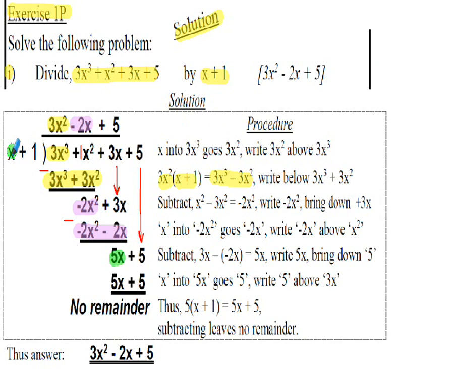So now how many times does x divide into the 5x? So 5x divided by the x, cancelling. We can see clearly that goes 5 times, and we write the positive 5 above the positive 3x in the dividend. As always, subtracting 5x minus 5x is 0, in this case positive 5 minus the positive 5 is 0. So there's no remainder this time. So the answer to the problem of 3x cubed plus x squared plus 3x plus 5 divided by x plus 1 is 3x squared minus 2x plus 5.